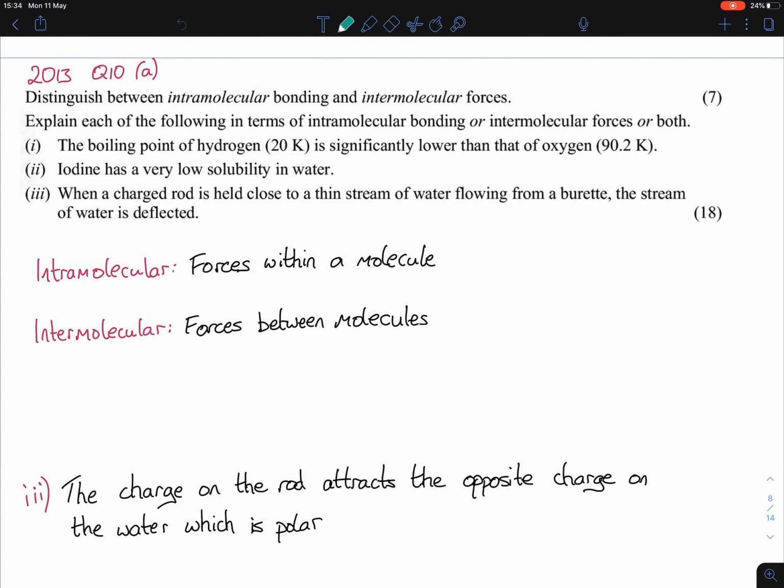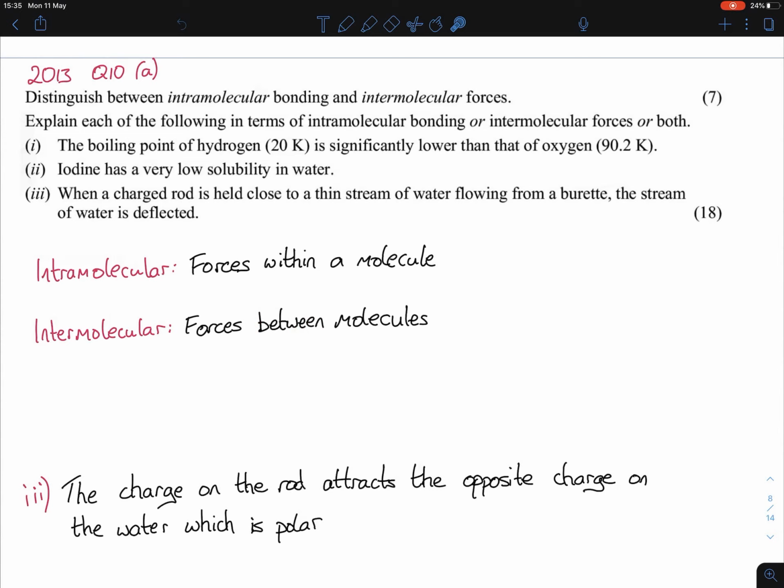Hello everybody, so this is Bite Size Chemistry Part 3 and we're looking at chemical bonding and VSEPR shapes and so forth. So 2013 question 10A is what we're looking at first, and you're asked to distinguish between intramolecular bonding and intermolecular forces. But whenever you're asked something along these lines, all you have to do is to define both. So intramolecular is forces within a molecule, okay, the emphasis on the word within. And intermolecular forces is forces between molecules. And again, emphasis on the word between.